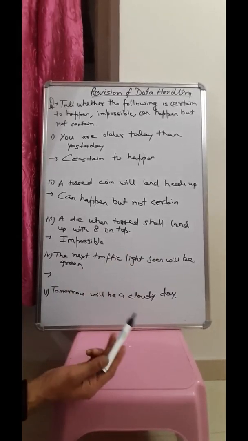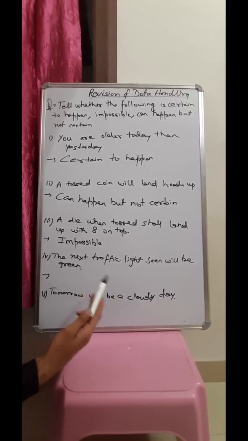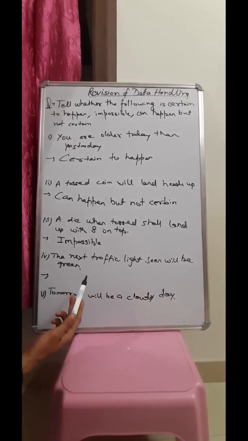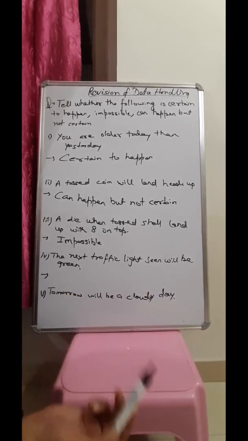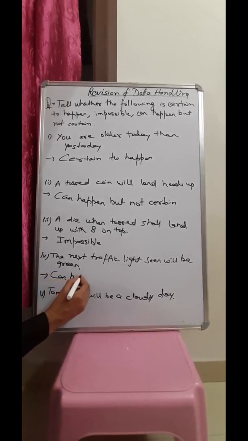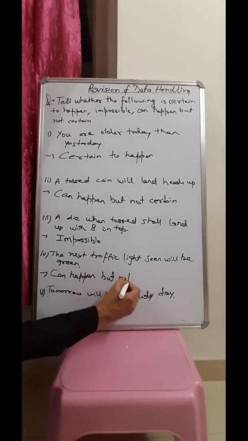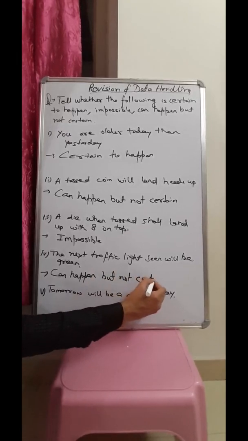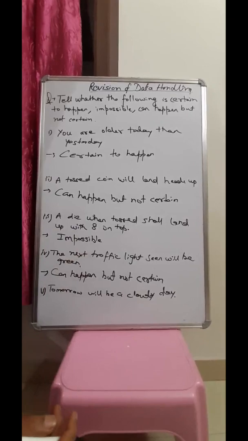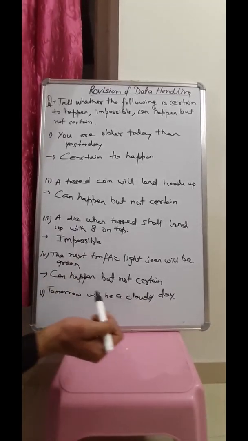And the fourth is: the next traffic light seen will be green. Whenever we are traveling, when we cross a traffic light, it is not sure that it will be green. It can be green, yellow, or red. So here what will come? Can happen but not certain. In this also we are not sure which light we will see at the next traffic light.